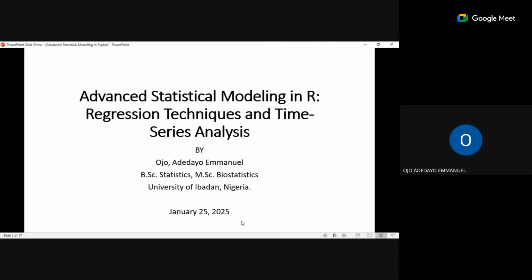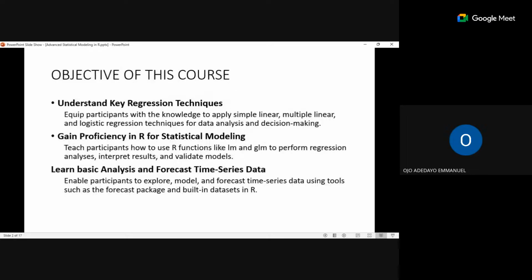Majorly in all fields, they make use of these models, the regression model and the time series model. Name it, is it medicine, is it agriculture, is it engineering, name that field. You will see them using regression techniques or time series analysis. So tonight we are going to be checking those statistical tools.